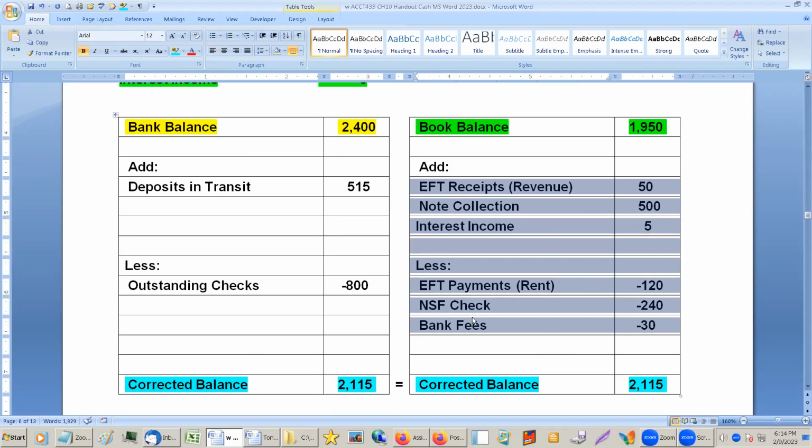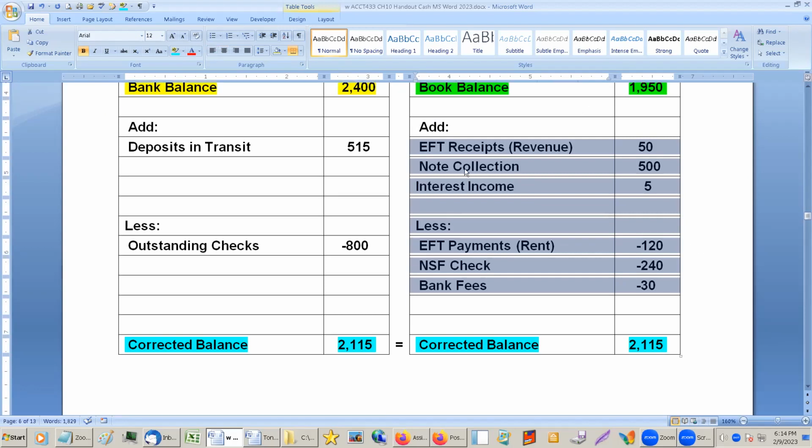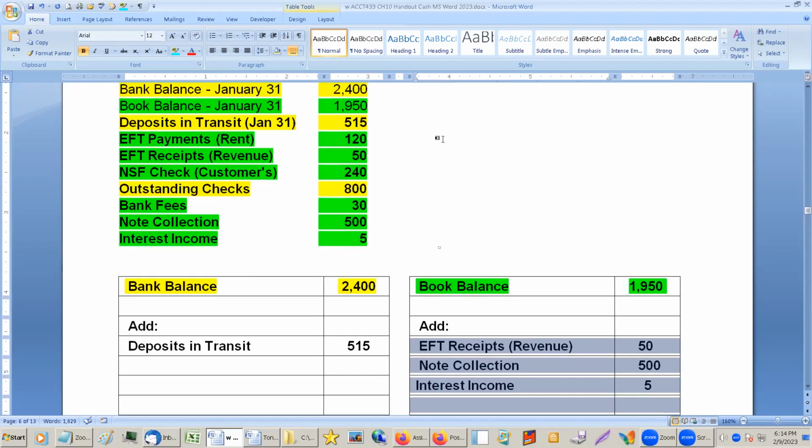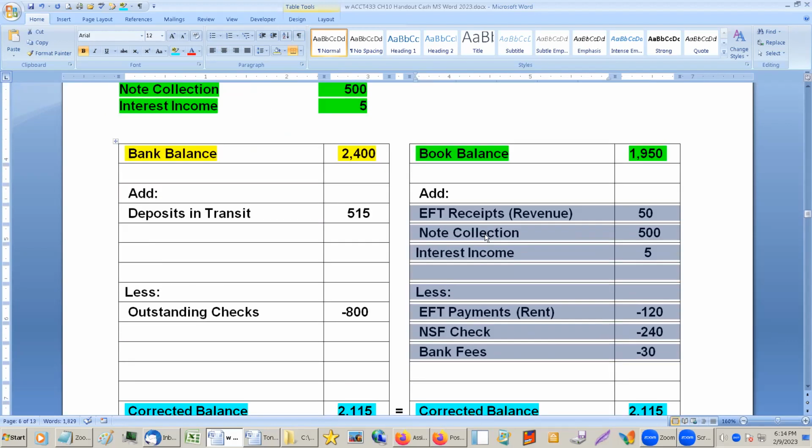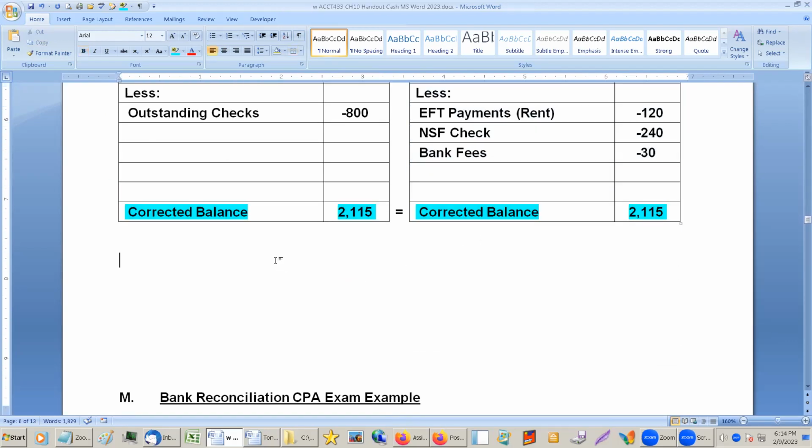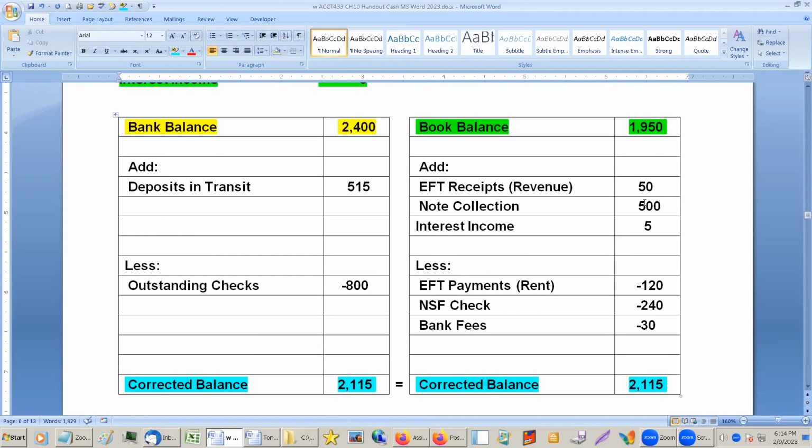The reason that's important is that the correct cash will not be on their books unless they make these journal entries off of the bank reconciliation. That's why the bank reconciliation is generally done by the accounting department, because these are the journal entries that are going to be made.